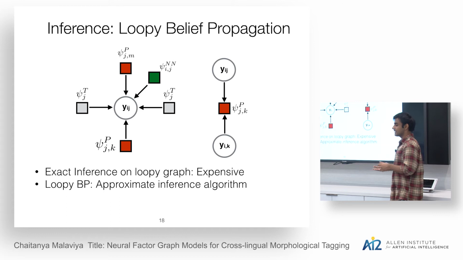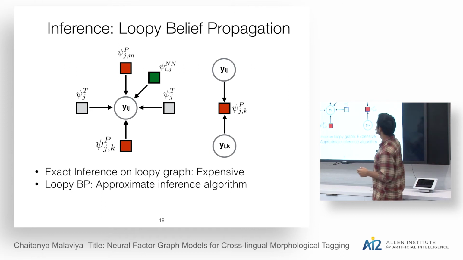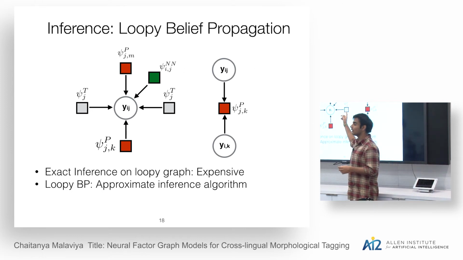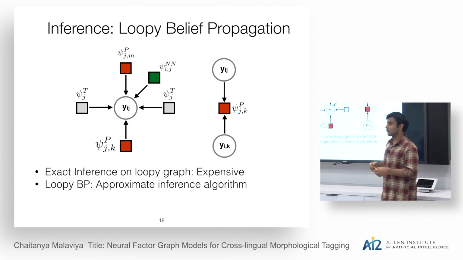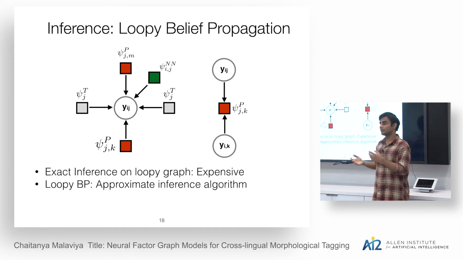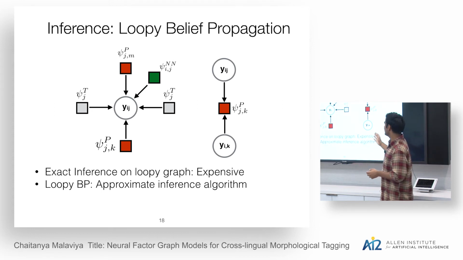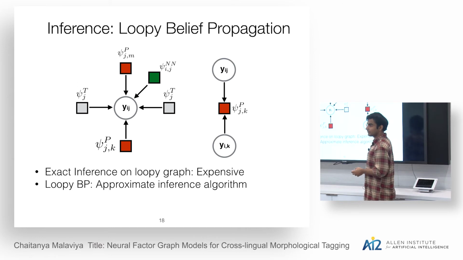So for that, we use an algorithm called the Loopy belief propagation algorithm, which is an approximate inference algorithm, and it's an iterative message passing algorithm that basically works by passing messages from all neighboring factors to a variable, and all the neighboring variables to a specific factor. And it operates iteratively, and by the end of the convergence of this algorithm, what we obtain is marginal probabilities over the labels of a specific variable and the factors as well.